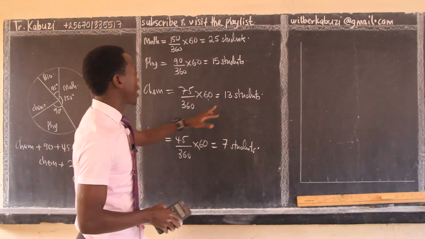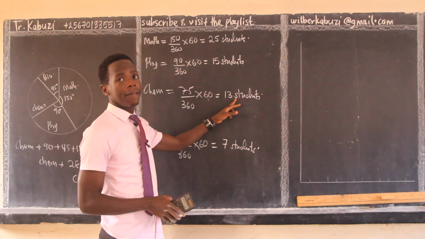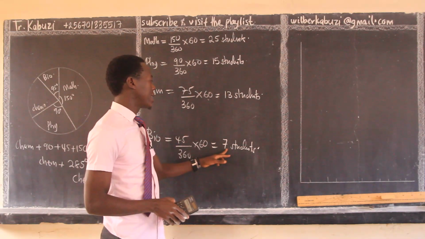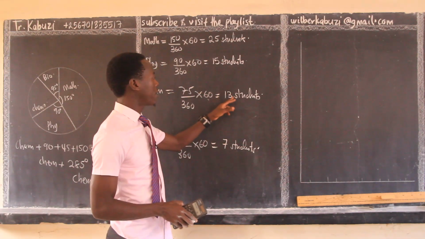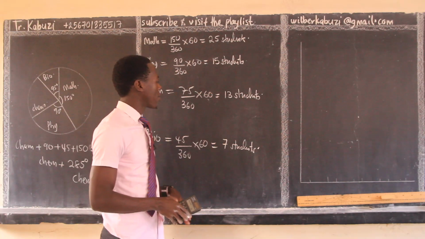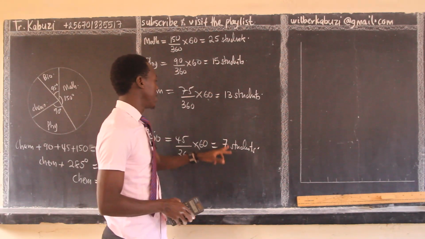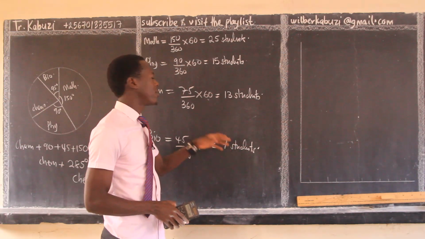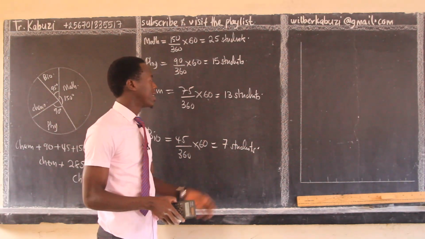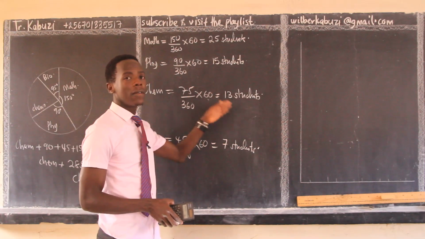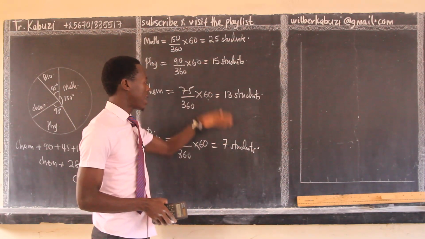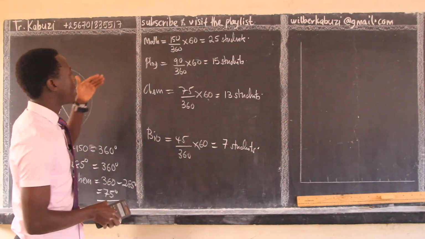Remember, here we are getting 12.5, so I rounded off. Here we are getting 7.5, but because I rounded off the other one, I'm not rounding off in there. Or you can leave this as 12.5, then this will be 7.5, but we don't have 0.5 students. That's why I was rounding off to the next student there. When you add all this, you get our 60.